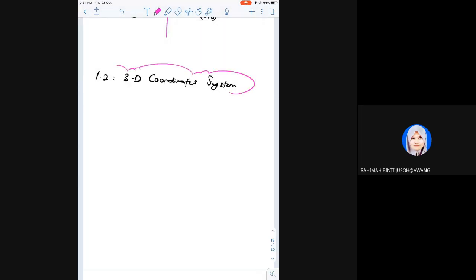Guys, you lapar pergi ambil biskut ke apa ke kat dapur, makan sambil-sambil tengok lecture ni. Kita stop pukul 10.